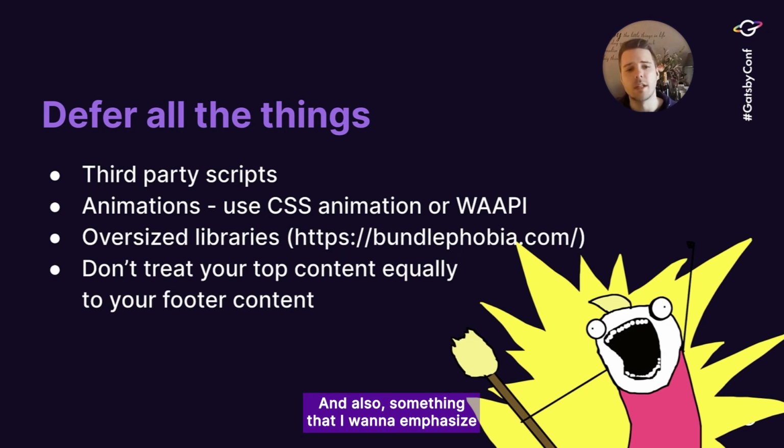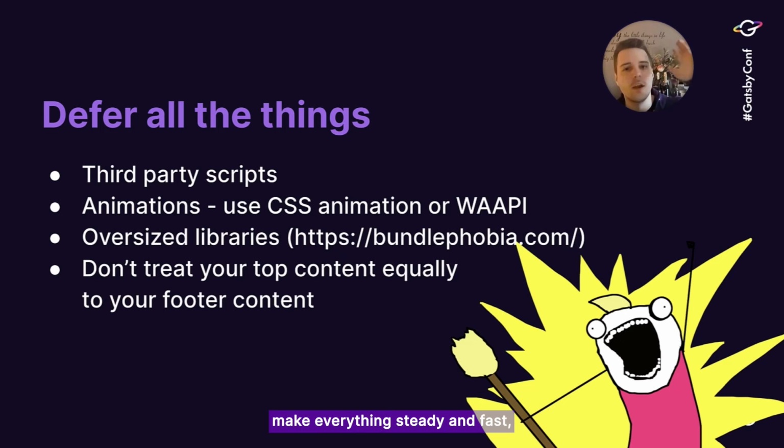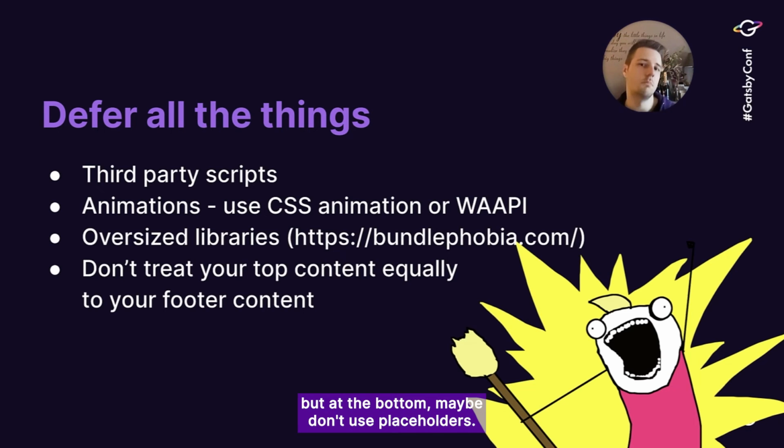And also something that I want to emphasize is don't treat your top content equally to your footer content. So basically on the top, use placeholders, make everything steady and fast, but at the bottom, maybe don't use placeholders. Just show the full image whenever the user is almost there. Why is this beneficial? Because the placeholder images are base64 encoded or background colors, and they add extra weight to the HTML. The less we can ship to the user, the better. So keep that in mind.